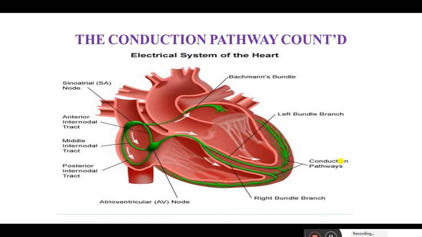So let's take a look at this conduction pathway here from the diagram. We said earlier the SA node, the generator, the heart's natural pacemaker that generates the electrical impulse of the heart. So this specialized node you see in here is the heart's natural pacemaker, the sinoatrial node. The sinoatrial node generates the impulse without any other factors.